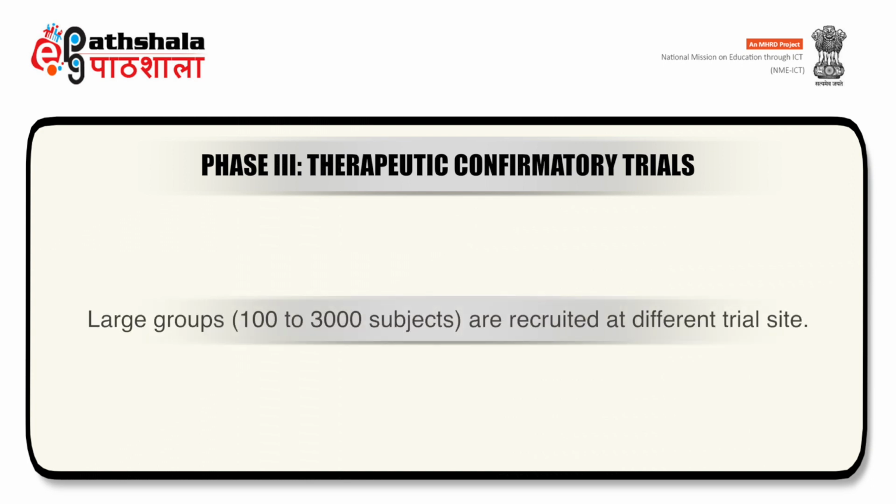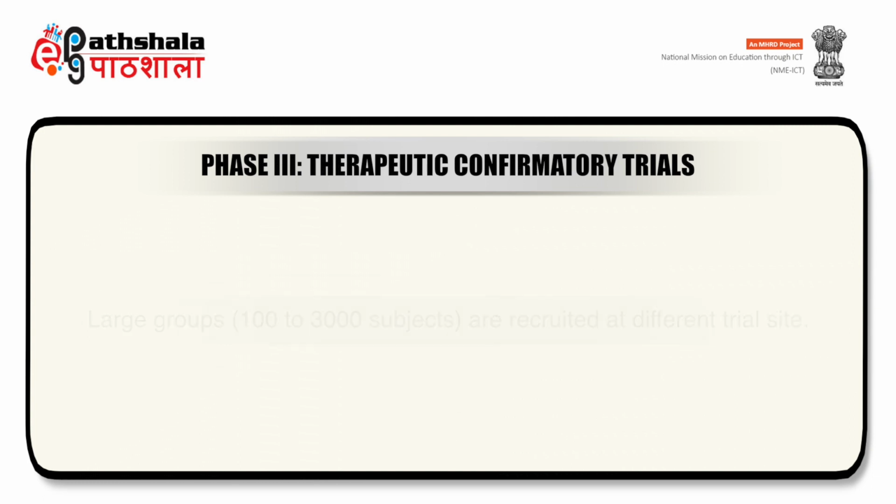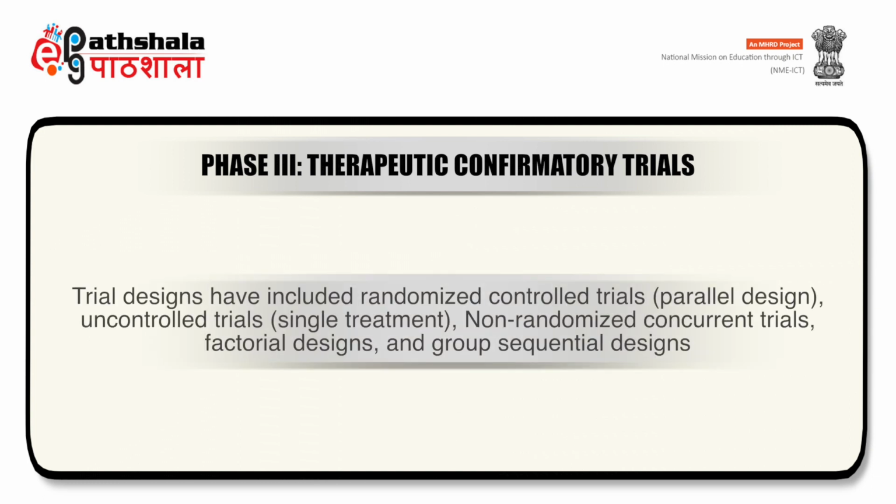They involve a large number of subjects, which could be between 100 and 3,000 subjects. They are being recruited at different trial sites. Coming to the designs used to conduct a phase 3 trial. The phase 3 trial should be a randomized control trial.